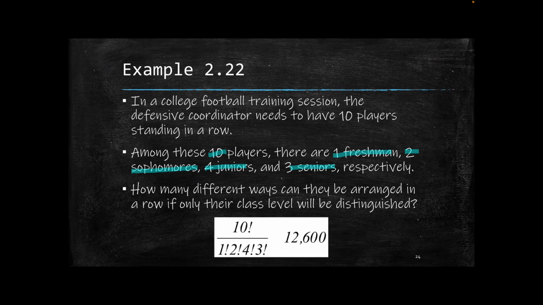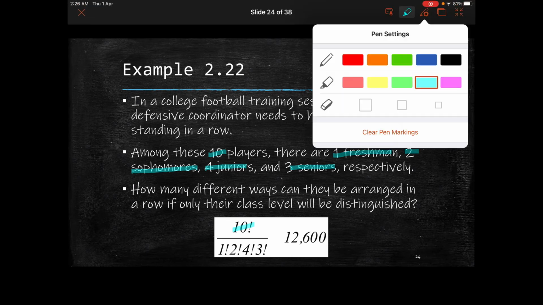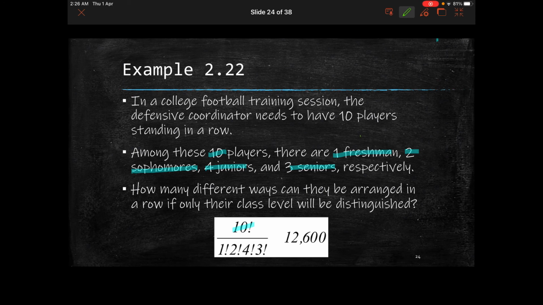Okay, so according to the formula, kita ambil n factorial here. So n is 10, and then n1 equals to 1. This is n1, and then n2, n3, and n4. Okay, so it is equals to 12,600. Okay.